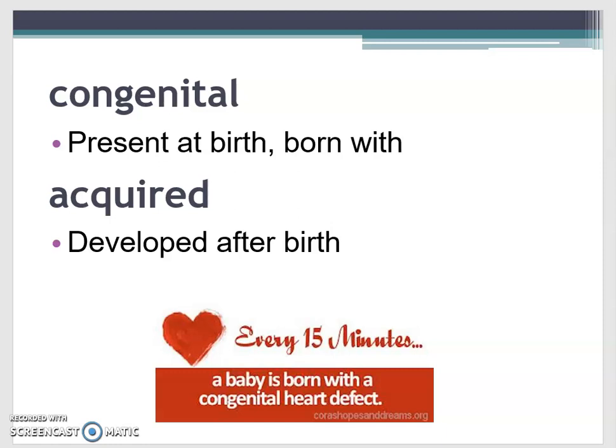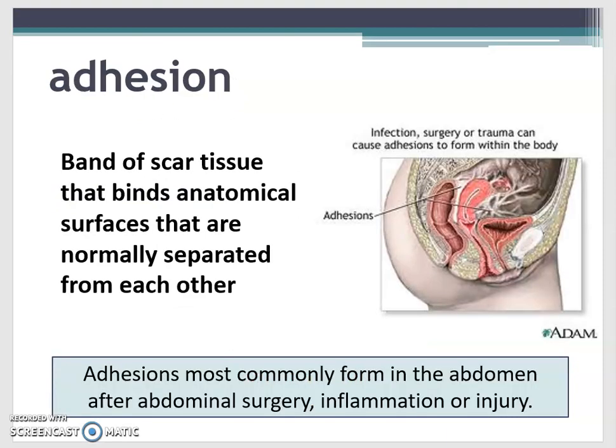Diabetes is the same. Type 1 you're born with. Type 2 is acquired. Type 1 is congenital. Type 2 acquired. And there's a note down here, every 15 minutes a baby is born with a congenital heart defect. Sad but true, however, most of those things resolve on their own. So that's the good news.